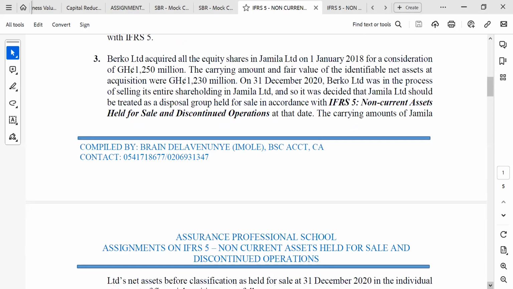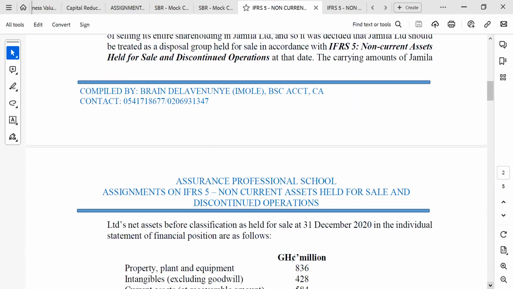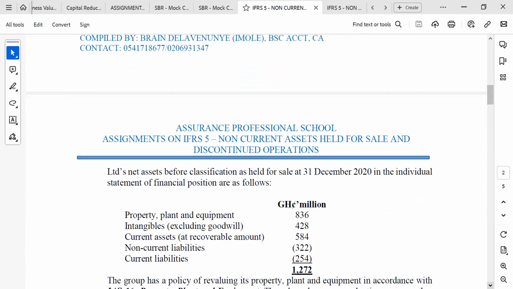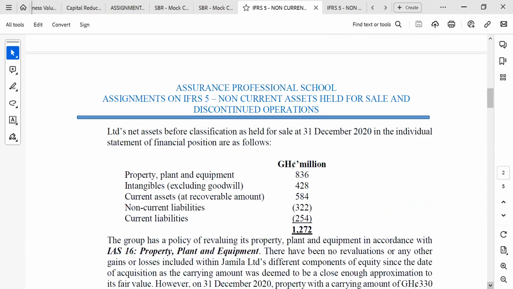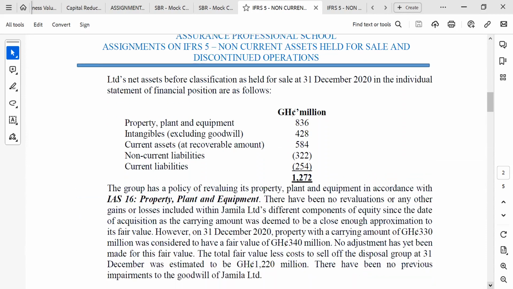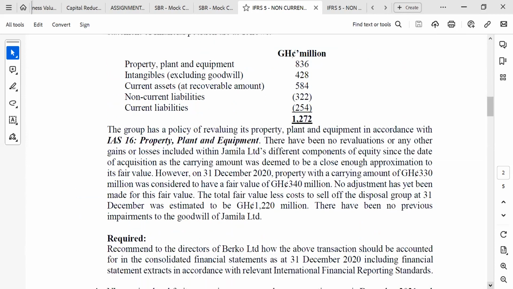The carrying amount of Jamila Limited's net assets before classification as held for sale at 31st December 2020 in the individual statements of financial position were as follows. Okay. Should I read that one? You just read the additional information. The group has a policy of... Okay.